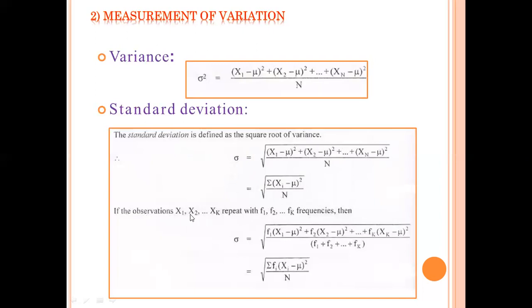Now if the observations x1, x2, xn repeat with a frequency, then we have to multiply that bracket term by the frequency values for that particular observation, divided by the sum of frequencies, or total number of observations. So if you consider the observations with the frequency, then the standard deviation will be the square root of the sum of fi into xi minus mu bracket square, divided by n. Here the sum of fi is the sum of all these parameters. Fi xi means if there are 10, then x1 to x10 minus mu square, divided by n, the total number of observations. This formula gives you the standard deviation.